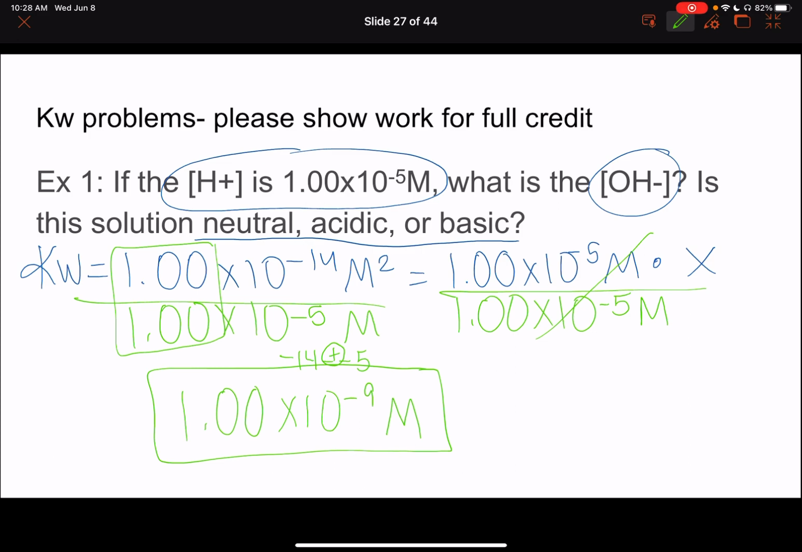So if we take a look at this problem using our number line, we'll see that at negative 1, 2, 3, 4, 5, we have our H plus. All the way at negative 9, we have our OH. So we would say our H is bigger, so this solution would be acidic for it.